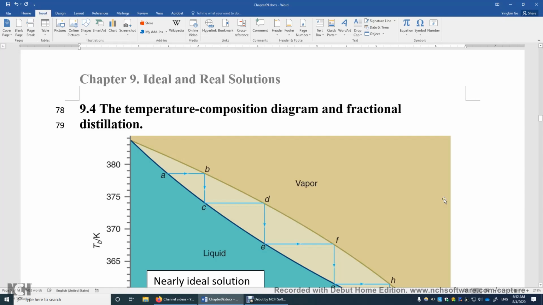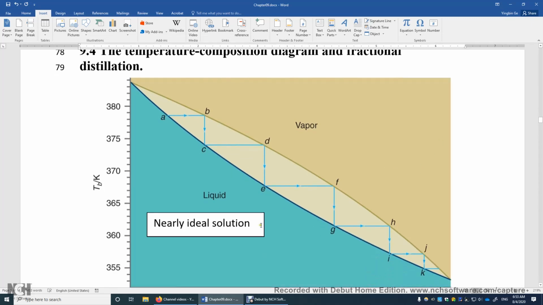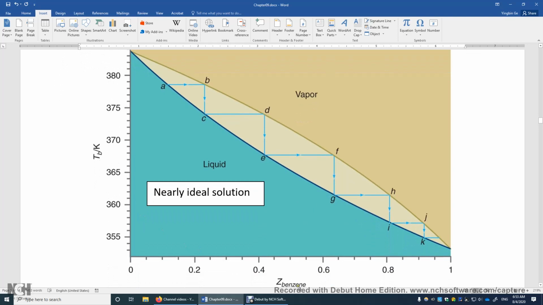Section 9.4, the temperature composition diagram and fractional distillation. So we'll look at this temperature composition. This is Z-benzene, the overall mole fraction of benzene in both liquid and gas phases. And it's mixed with toluene. So over here you have 0% benzene. That means 100% toluene. And over here you have 100% benzene and no toluene.